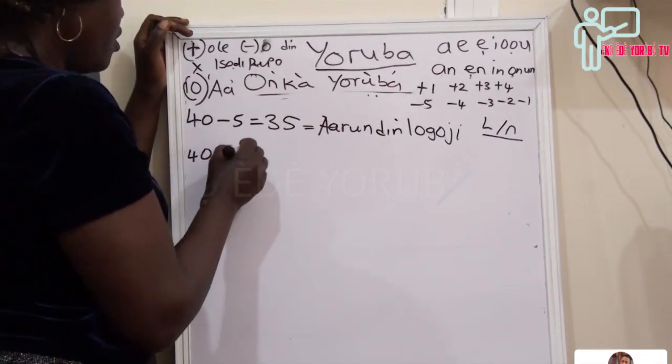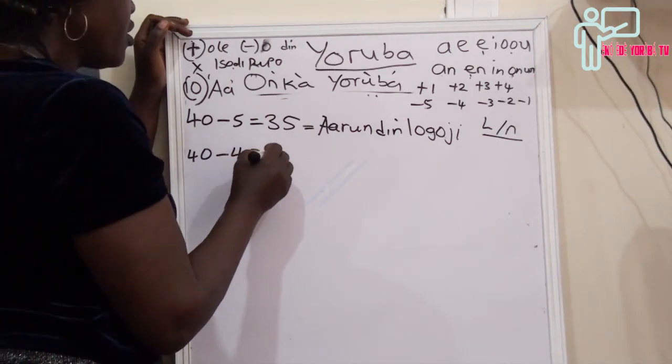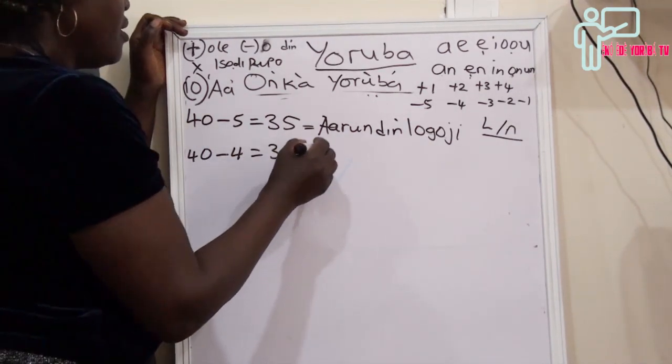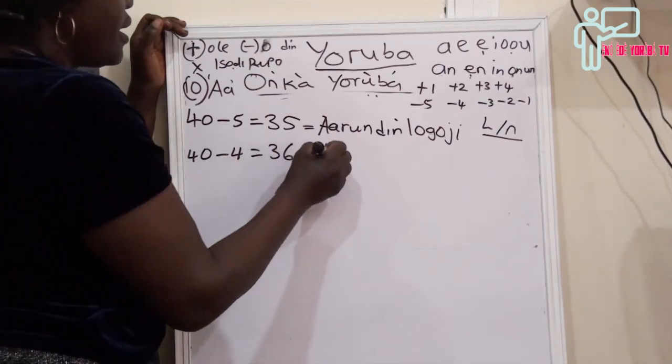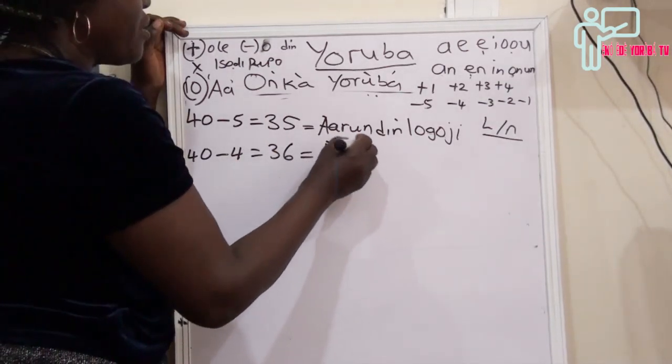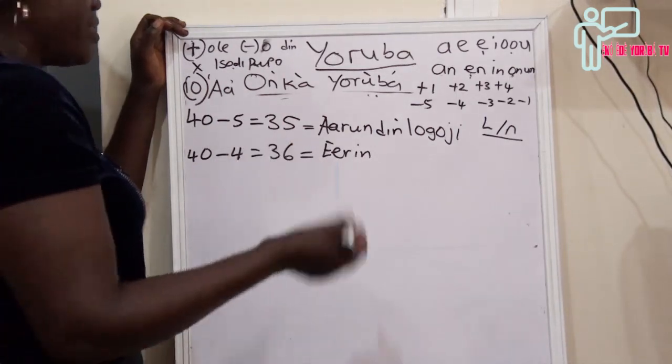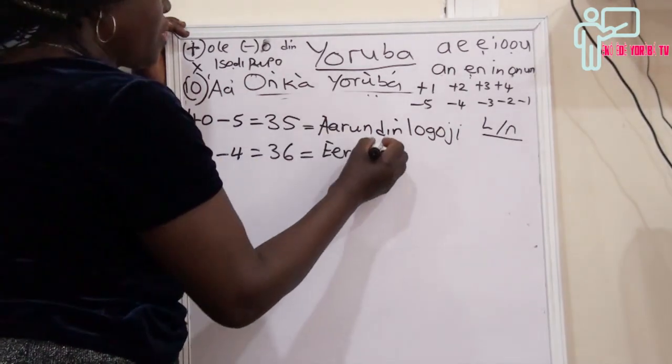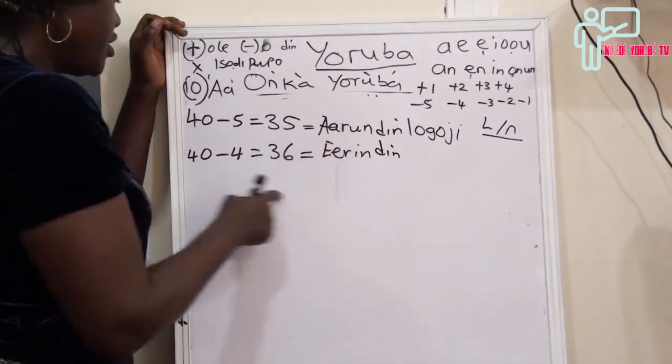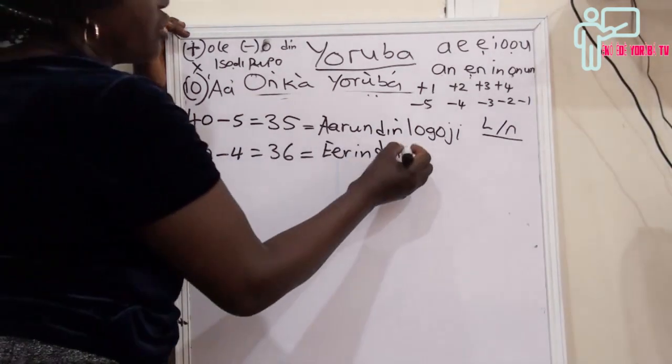40 minus 4, which will give us 36. It's now be 4. Ẹ̀rin, can say ẹ̀rin, ìkẹrin, mẹ́rin, ẹ̀rìndínlógójì.